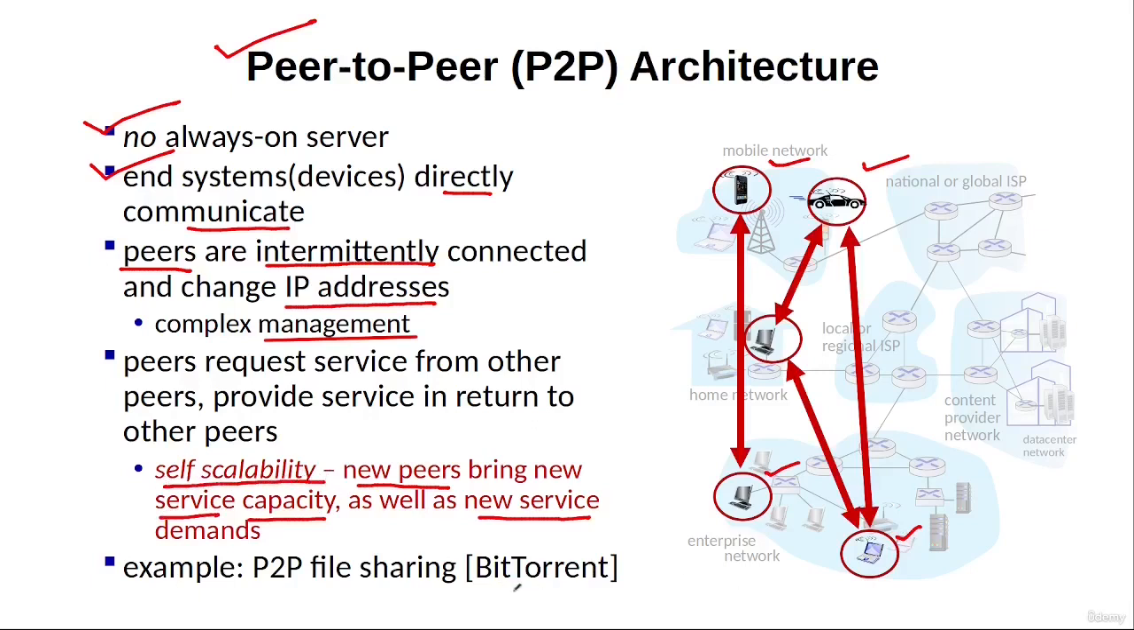And one of the most popular examples of the peer-to-peer architecture is BitTorrent. BitTorrent is a popular peer-to-peer application for file sharing, where different peers can share files with one another directly.